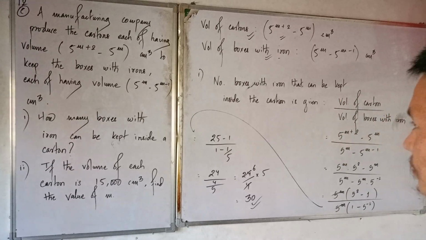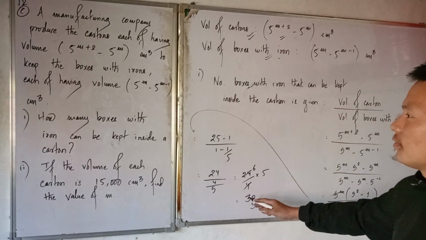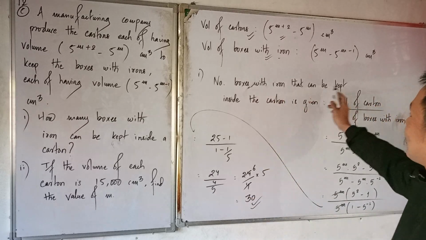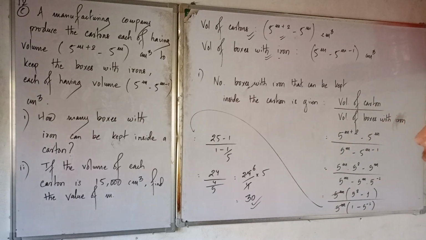So the number part is finished. How many boxes with iron? 30. The number of boxes with iron that can be kept inside that carton is 30. After that: if the volume of each carton is 15,000 centimeter cube, find the value of m. So here you have to find the value of m.